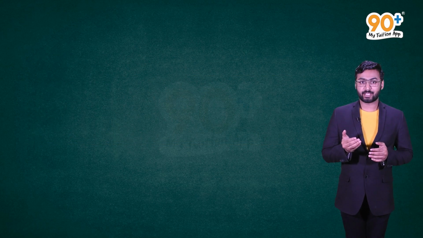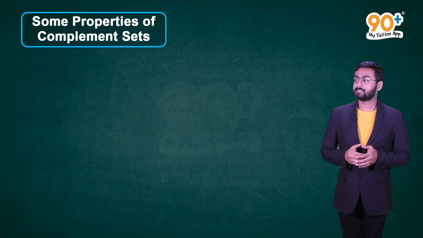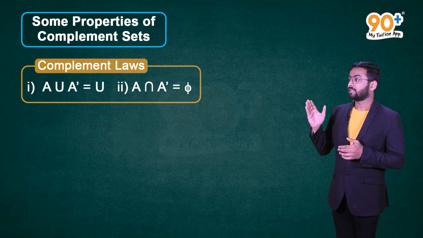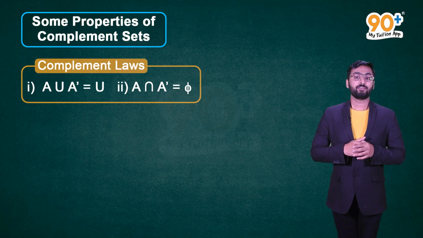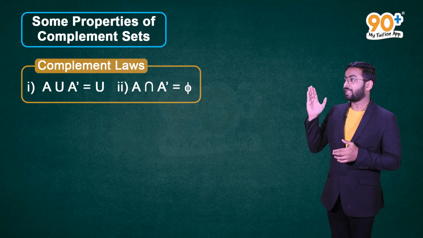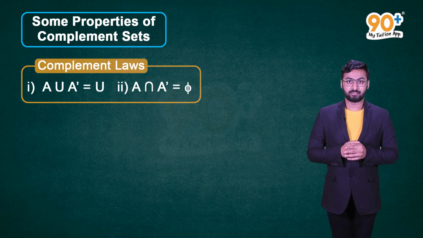Now let's take a look at some properties of complement sets. First one is complement laws. They are A union A complement is equal to the universal set. Second one, A intersection A complement is equal to phi. Let's understand this with the help of an example.